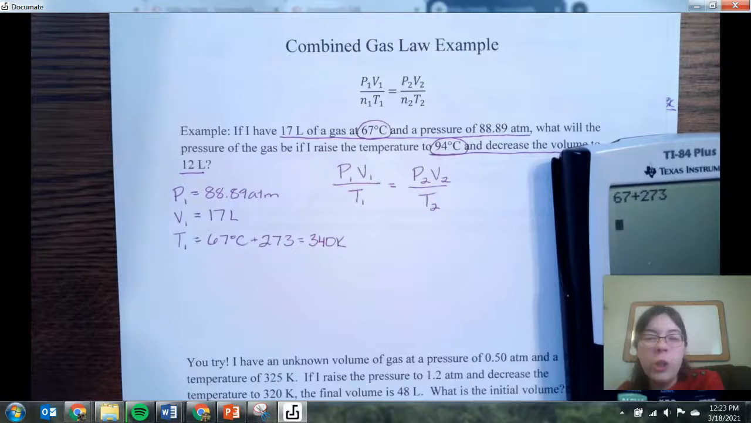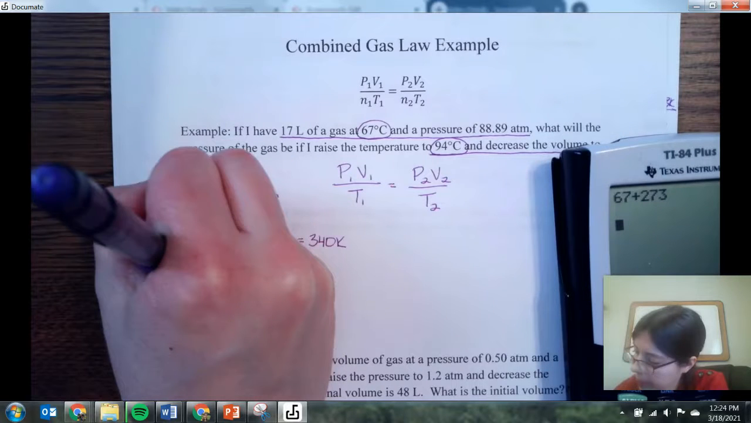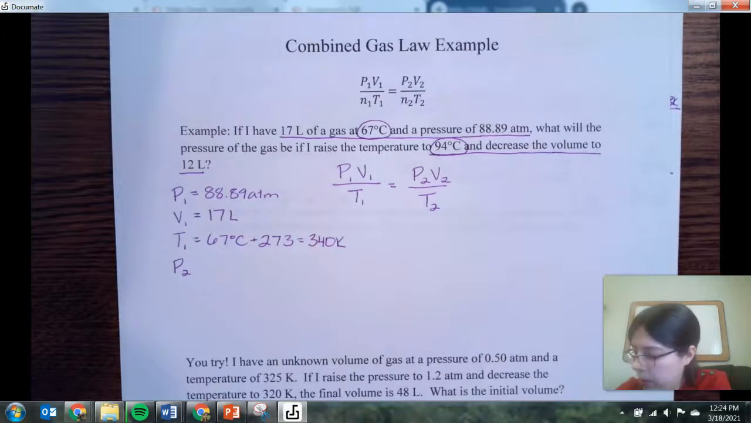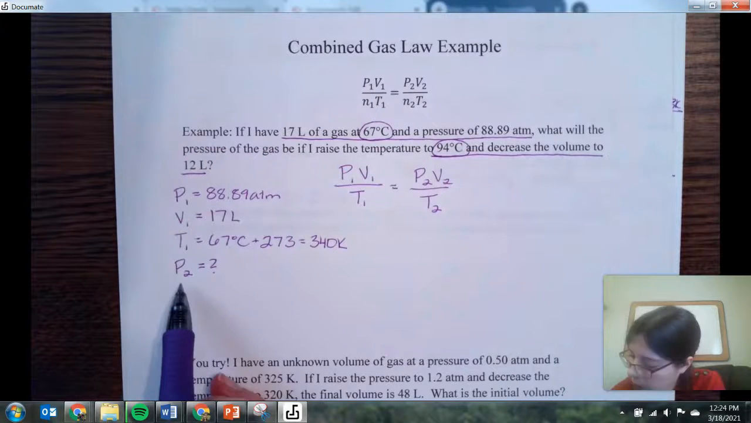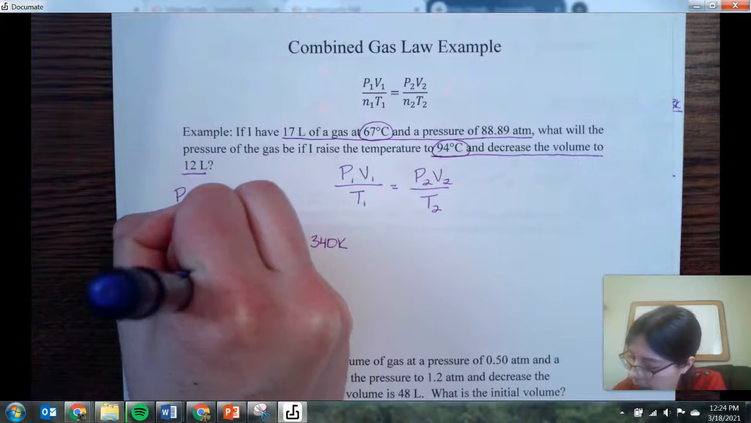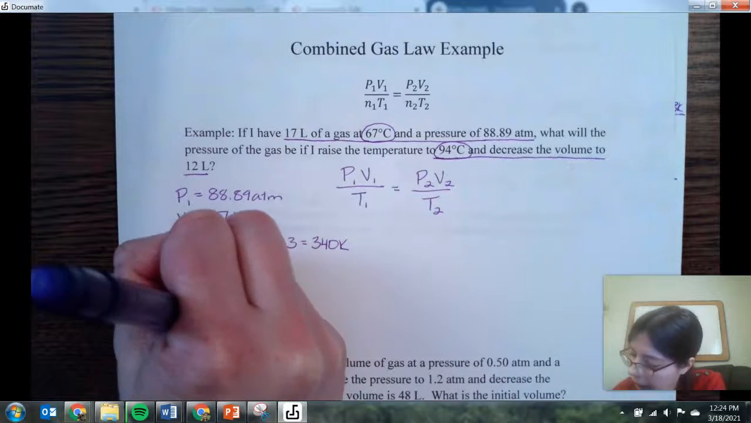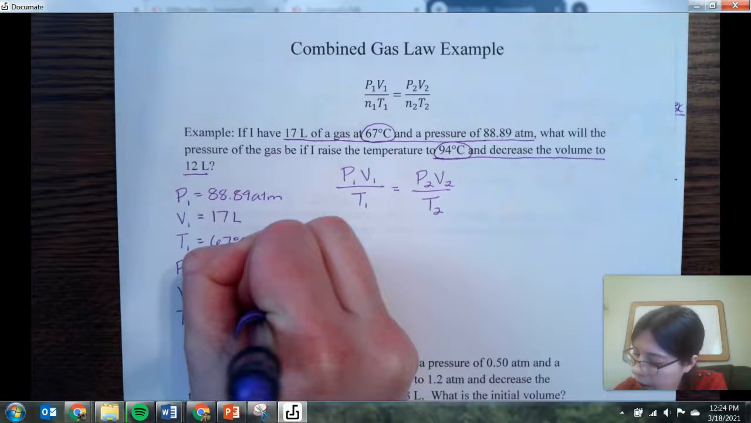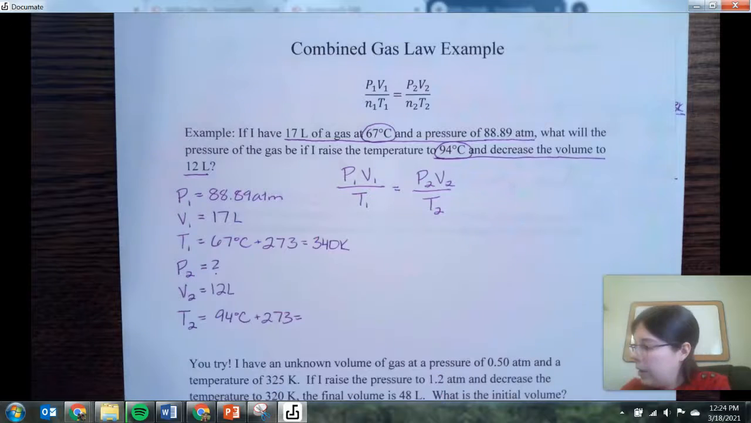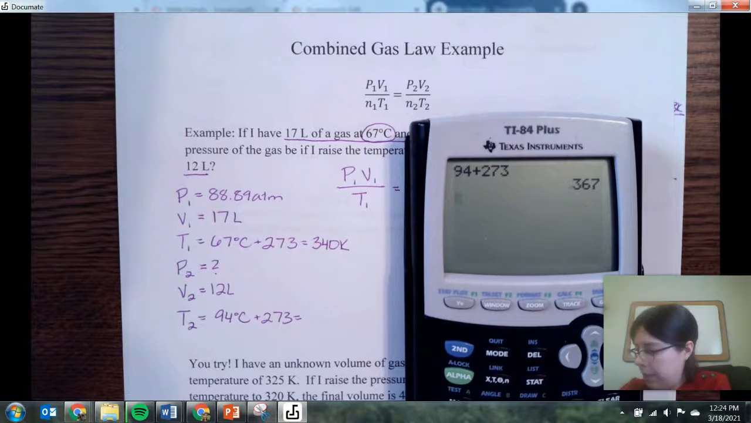Okay, so then for my twos, my pressure at my higher temperature, that is my unknown. So I do not know that value. My V2, that is 12 liters. And then my T2, that is 94 degrees Celsius. And again, I add 273 to that value to get my temperature in Kelvin. So 94 plus 273, that is equal to 367.